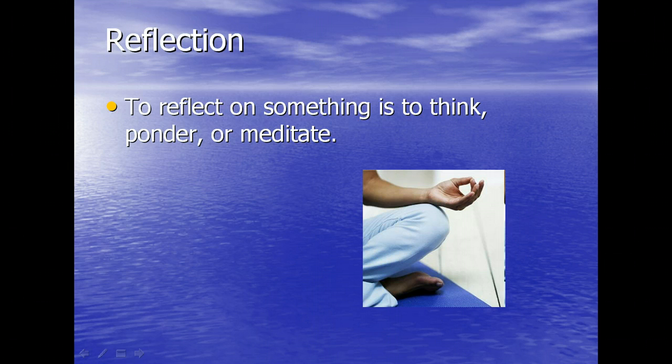To reflect on something is to think, ponder, or meditate. In literature, a character can think about something in the past or wonder about what may happen in the future. It's a technique a writer could use to flash back or foreshadow.